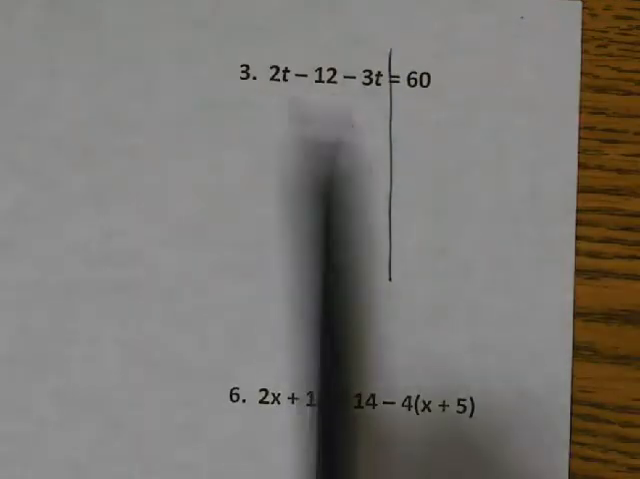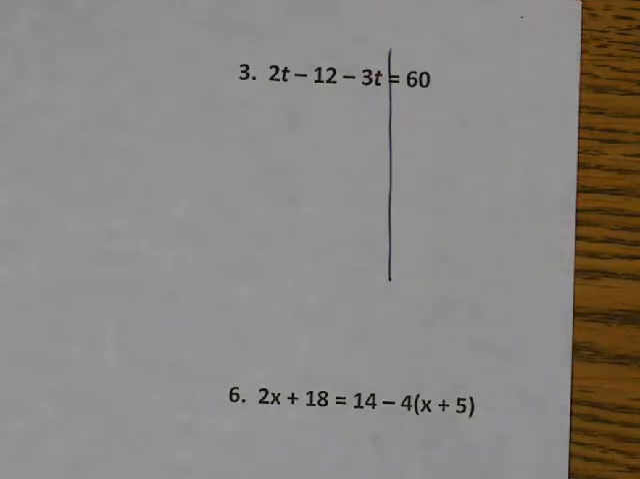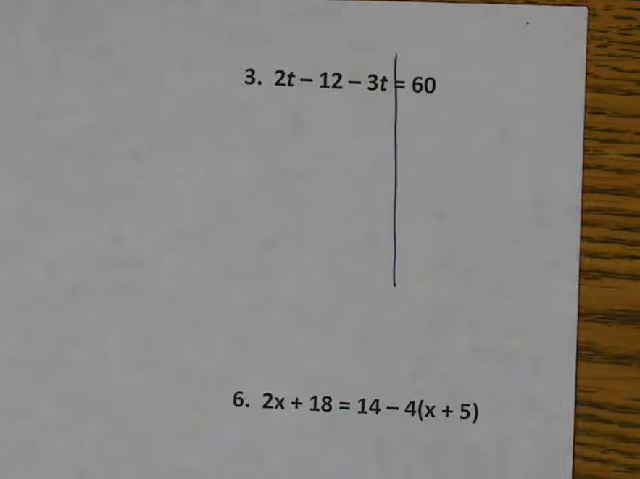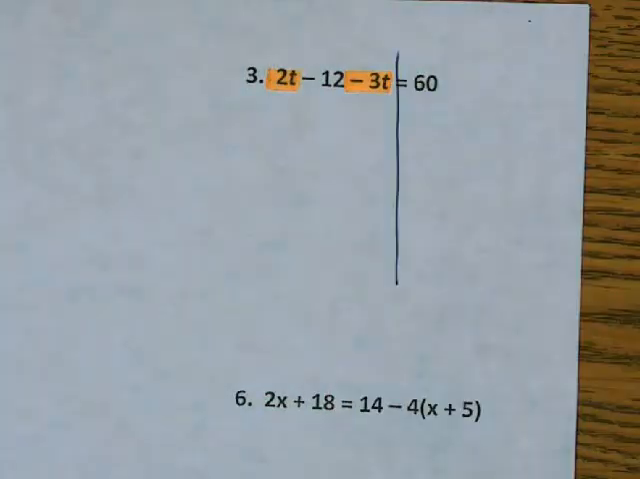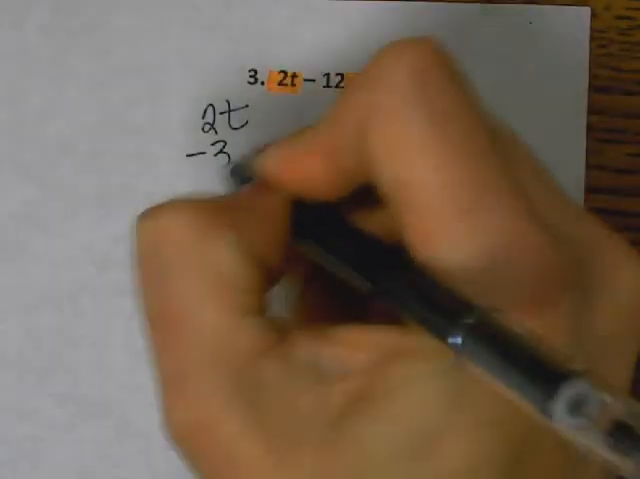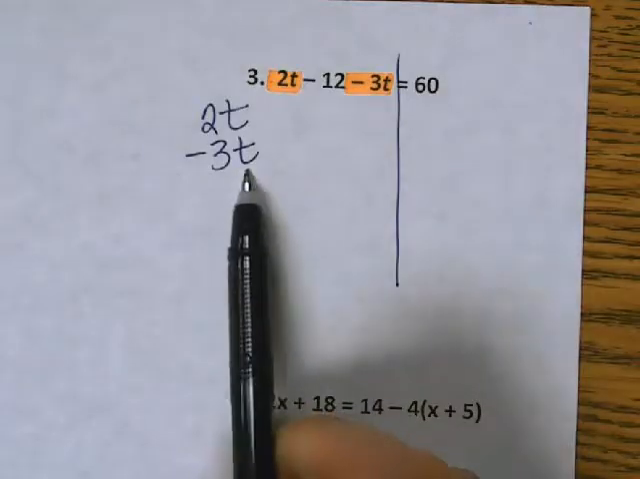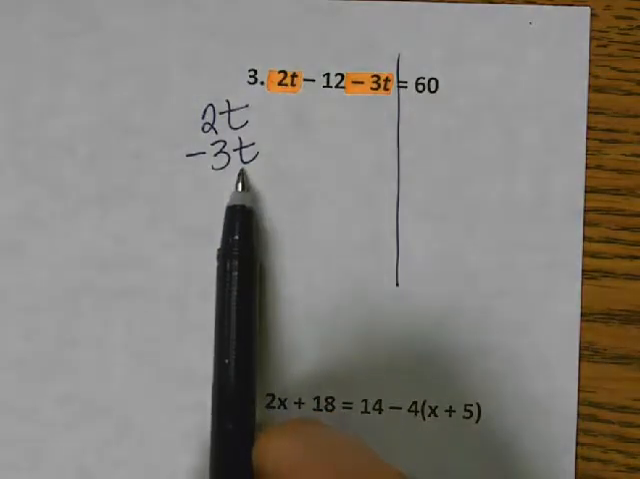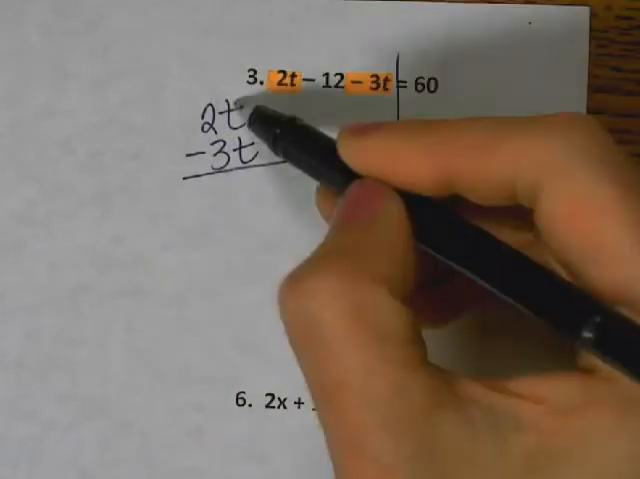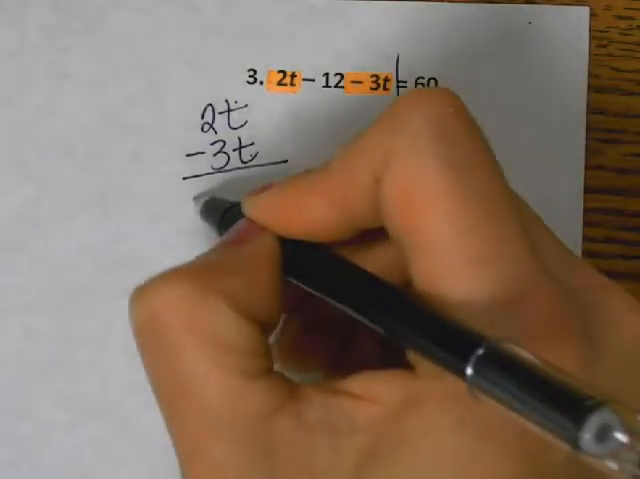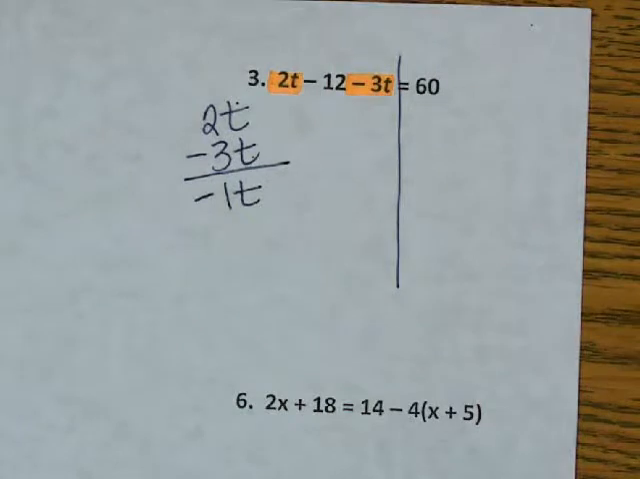Okay? So if there's 3 things on one side, then you're going to end up combining like terms. So what can go together? 2t and 3t. What kind of 3t is that? Negative 3t. So you're going to do 2t minus 3t. Notice that when I wrote my t, I put a little curly Q on the bottom, so it doesn't look like a plus sign.